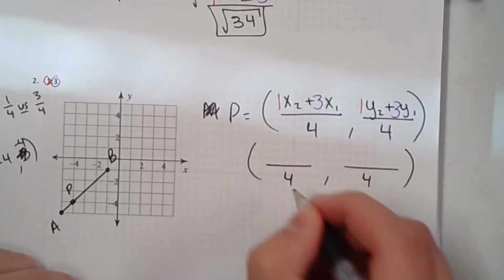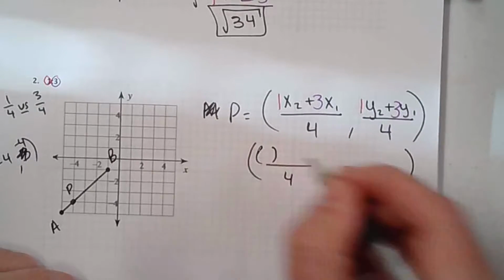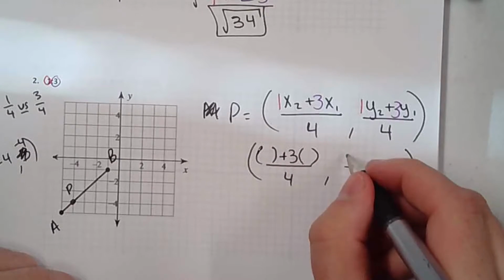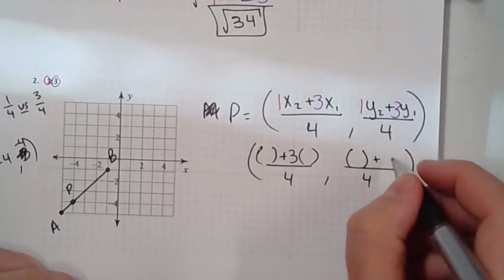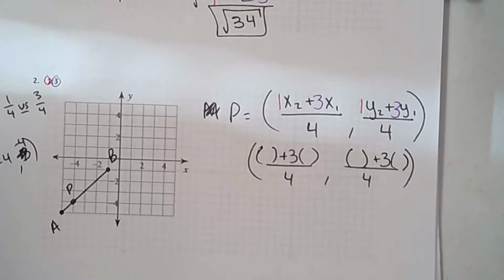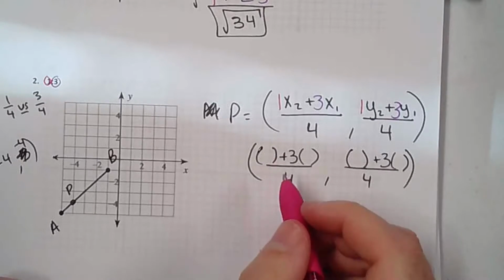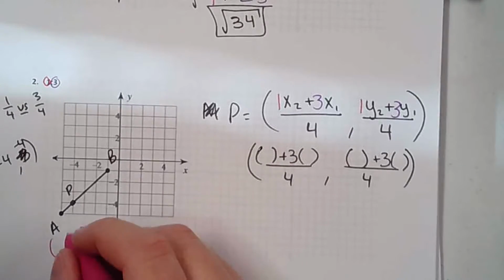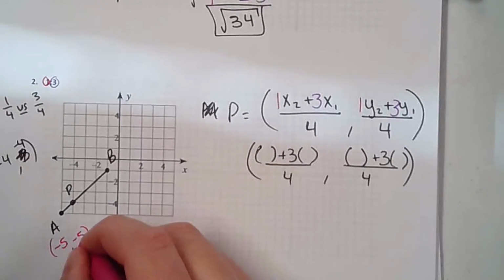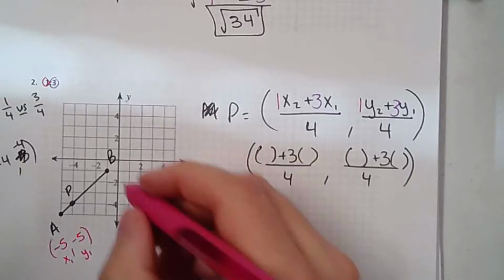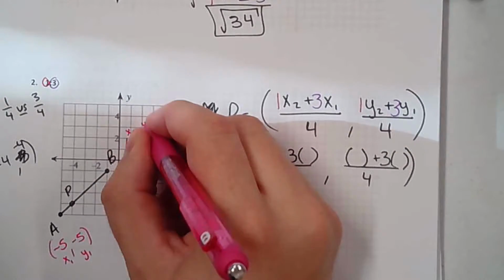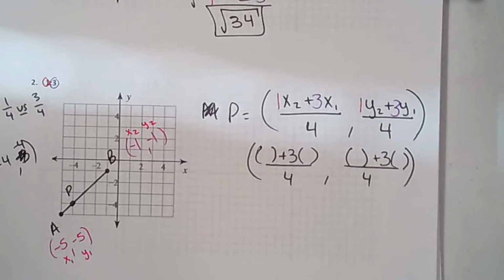Now we can plug in our x's. Well, 1 times x2 is just going to be whatever it is. And then we have 3 times whatever x1 is. Again, 1 times y2 is just y2, so I leave a space for it, and 3 times whatever y1 is. Now let's plug them in. x2 comes first. So our x2 is going to be this guy down here. Let's write in our coordinates. That's negative 5, comma, negative 5, x1, y1. B is negative 1, negative 1. That's x2, y2. So x2 comes first.